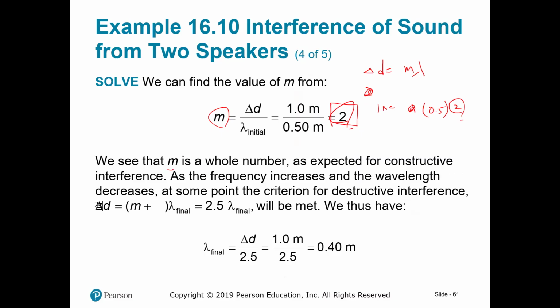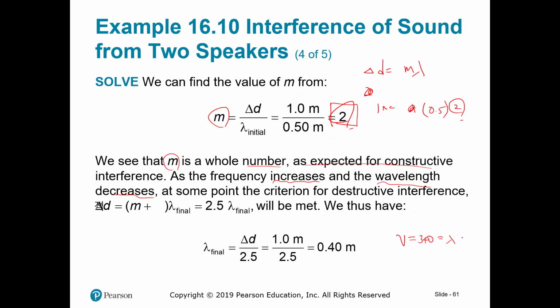So we see that m is a whole number, as expected for constructive interference, right? As the frequency increases, the wavelength will decrease. Why? Because the velocity, the speed of sound, 340, is always a constant, right?